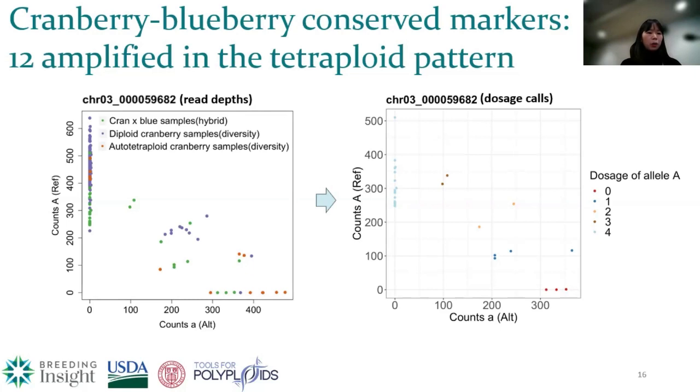In this plot we can see five clear clusters in hybrids. That means such a marker shows tetraploid behavior. So then we performed the dosage calling for these markers, and we found five genotypes were identified.